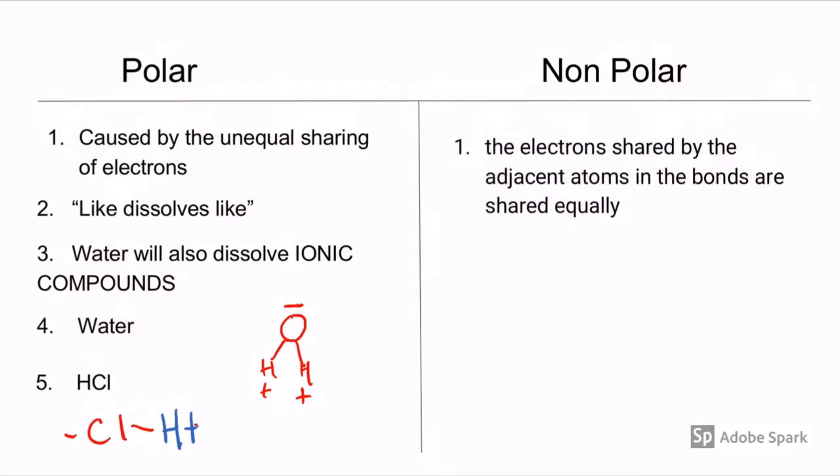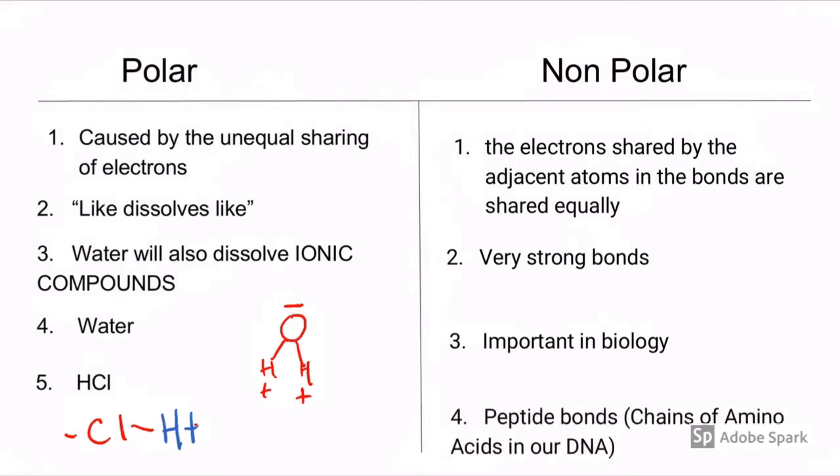Our nonpolar molecules, the electrons are shared by the adjacent atoms and bonds, and they're shared equally. These are very strong bonds. They're important in biology. Peptide bonds, chains of amino acids, are found in our DNA, are made out of these.